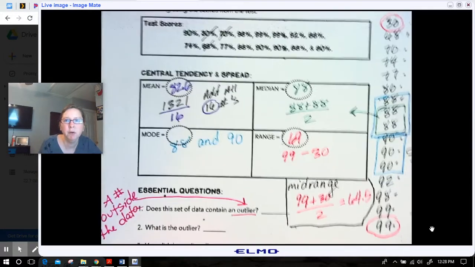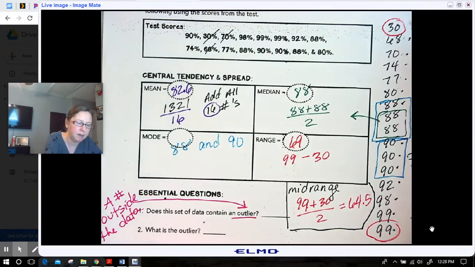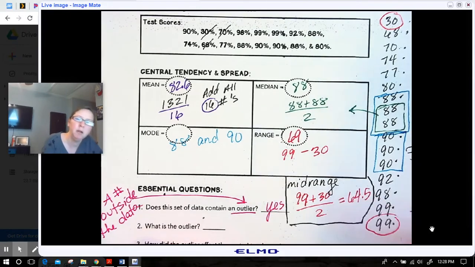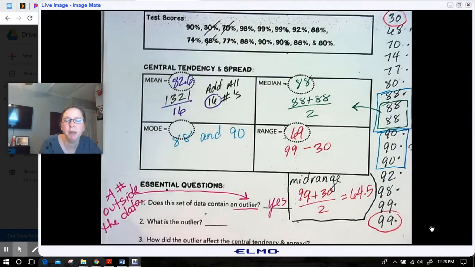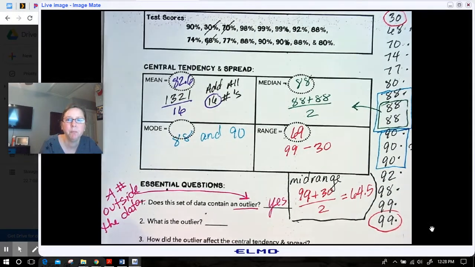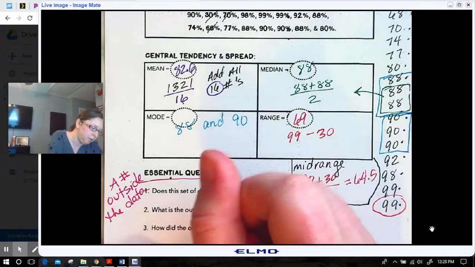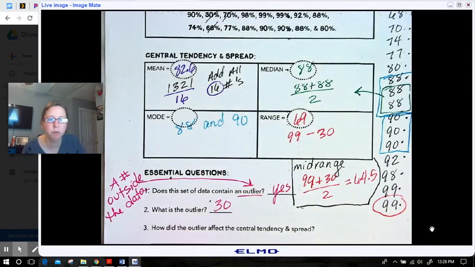So if you had to look at this list of data, again, it's still along the side here, do you think that there's an outlier? And I'm going to tell you that the answer is yes, there is an outlier. Can you determine which number it is? And it is going to be the number 30. Somebody got an extremely low score compared to everybody else.